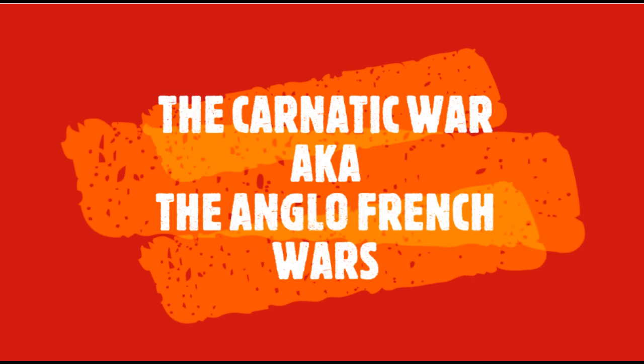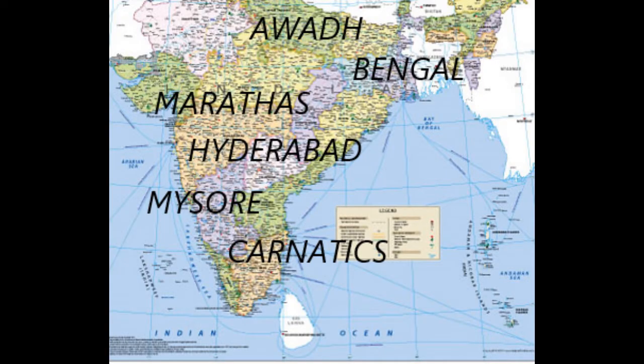Today, we will explore the Anglo-French Wars in India, also known as the Carnatic Wars. The war was between four factions: British, French, the Hyderabads, and the Carnatic. Let us start with the history of Hyderabad and Carnatics in the 18th century.